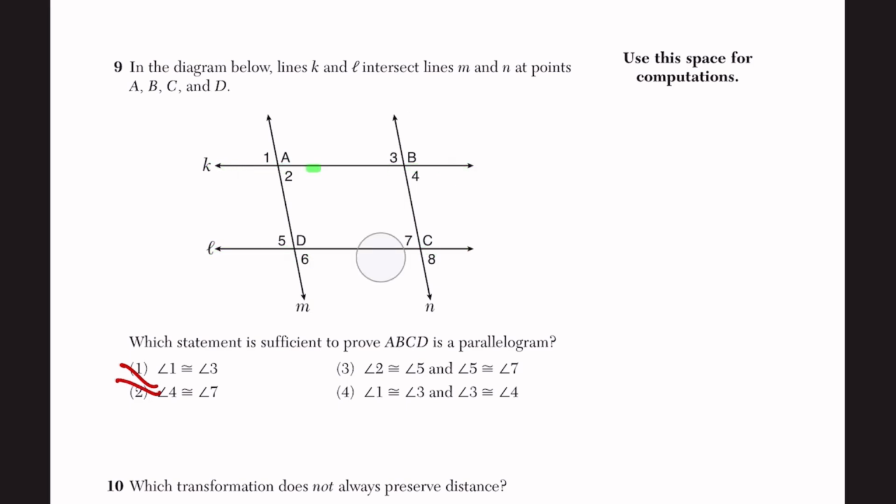So, number 3, angle 2 is congruent to angle 5, and angle 5 is congruent to angle 7. These statements prove that these two lines are parallel to each other, and that at the same time these two lines are parallel to each other. So this is enough information to prove that ABCD is a parallelogram, since now all these sides are parallel to each other.